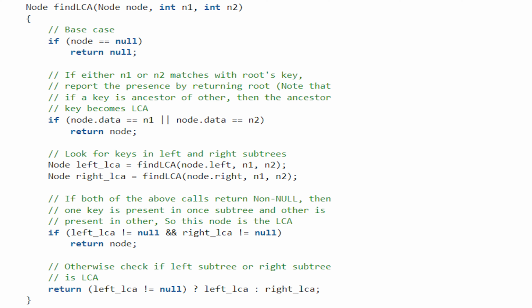And the last return statement means that if the left LCA value is not null, then we will be returning the left LCA value, and if the left LCA value is null, we'll be returning the right LCA value.